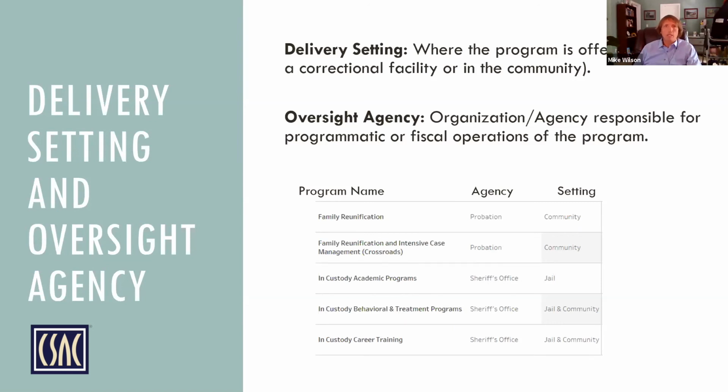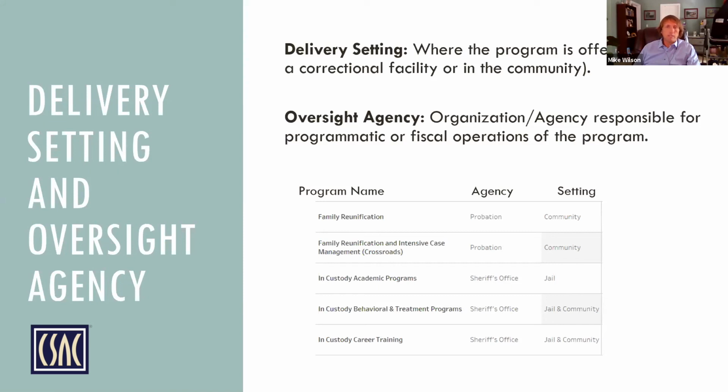Is it an inpatient treatment program? Is it something that's done in the community? Is it done within the jail? And we found as we work with counties gathering this information that often counties are unaware across agencies that maybe you're doing similar programs that are meeting similar goals and needs, but you didn't realize the other agency was doing that same program.